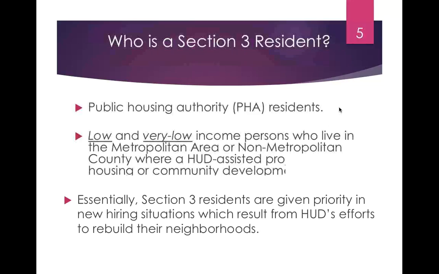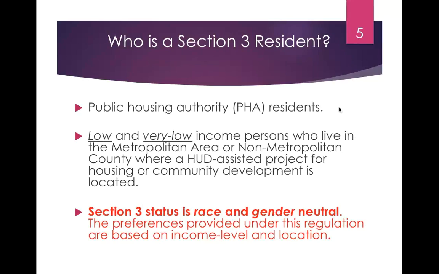Who is a Section 3 resident? Public Housing Authority residents automatically qualify as Section 3 residents. So do low and very low income persons who live in the metropolitan area or non-metropolitan county where a HUD-assisted project for housing or community development is located. Section 3 status is race and gender neutral. The preferences provided under this regulation are based on income level and location.